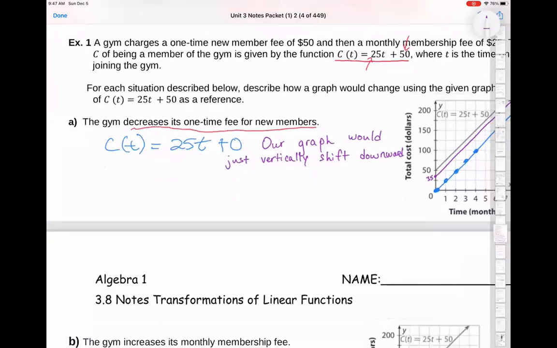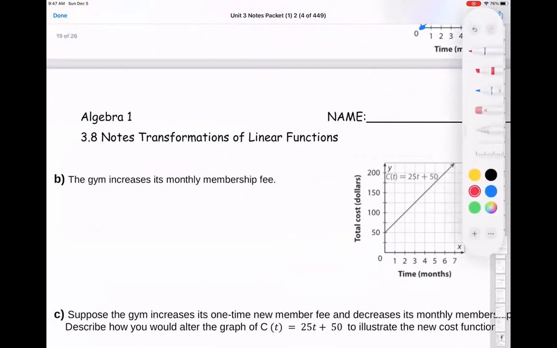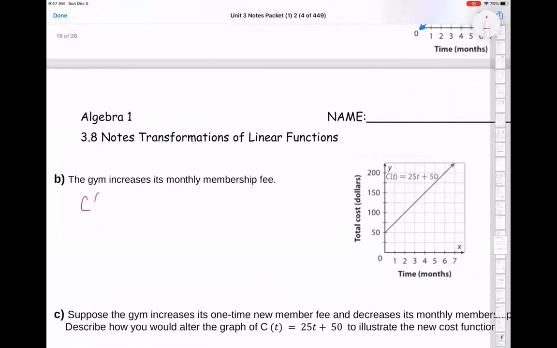All right, now what happens if they say, you know what? No, we're not going to do that. We're going to keep that $50 fee. You're joining the gym and you're getting charged that $50. So you're paying that $50 still. But in this scenario, they're increasing their monthly membership fee. Okay, so instead of $25, maybe they're going to charge you, oh, I don't know, like $50, let's just say. So $50 every single month plus the initial $50.